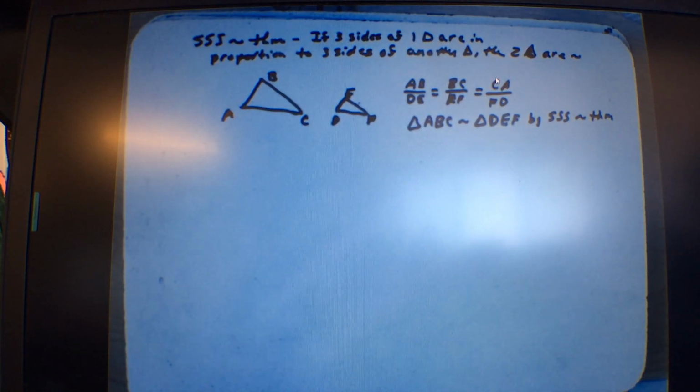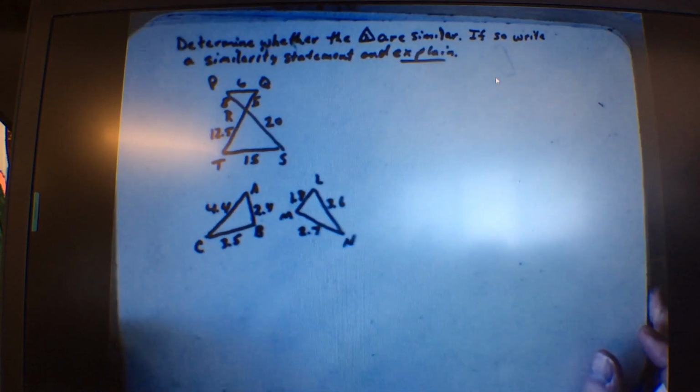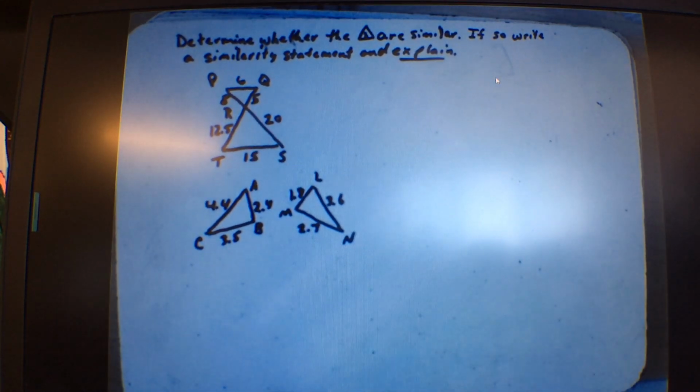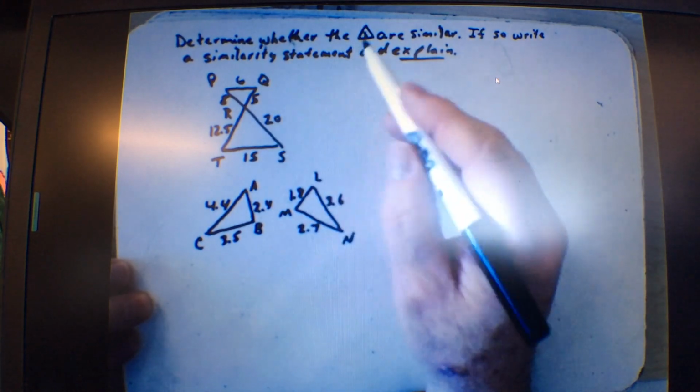All right, now I'll go back to this one. It says determine whether the triangles are similar. If so, write a similarity statement and explain. You must explain if they are similar. If they're not, you don't have to. Well, yes you do. You just say the sides aren't in proportion. So let's take a look at these two triangles here.